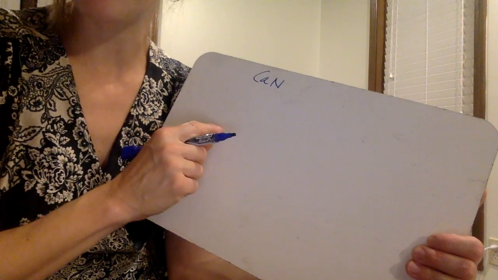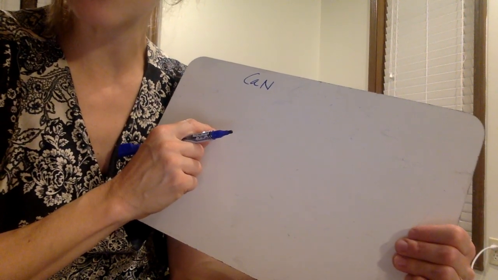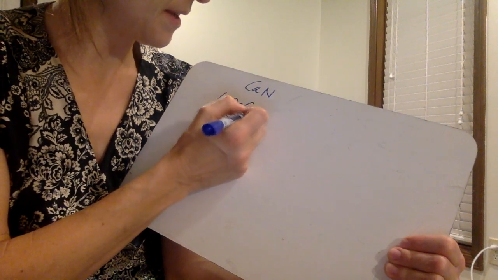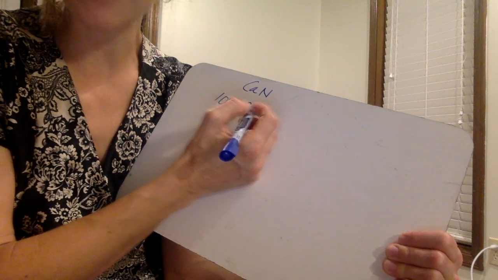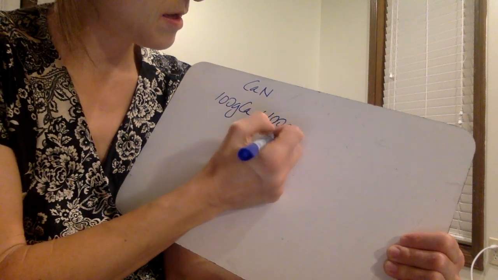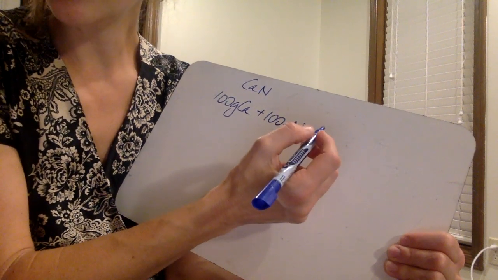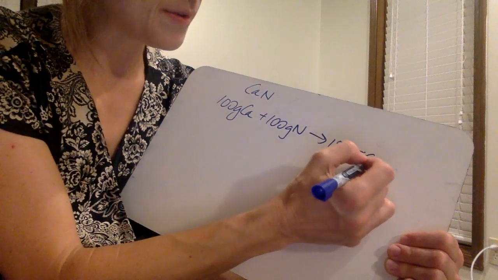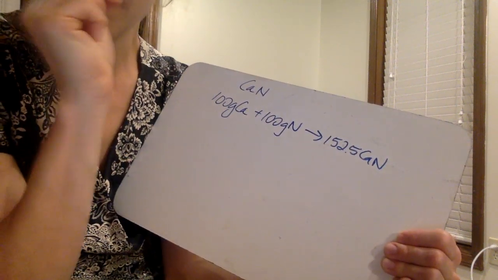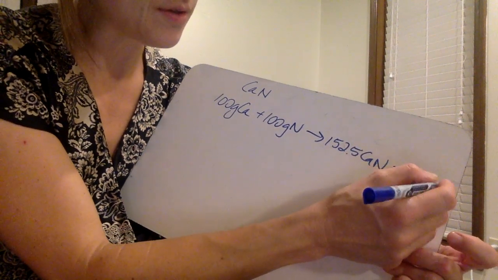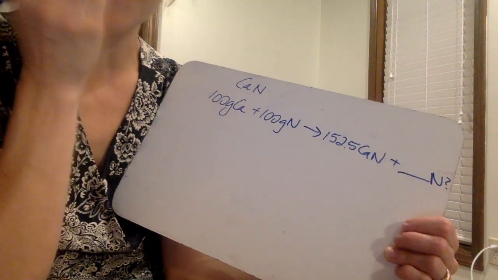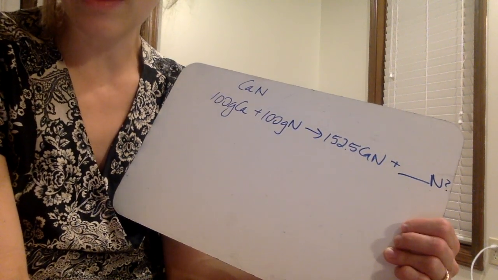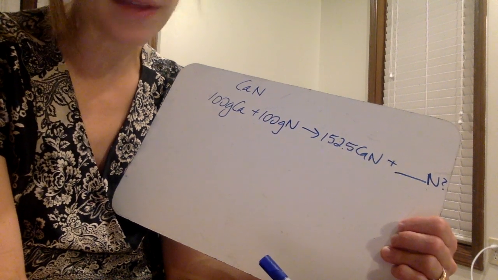Okay, so we have calcium nitride, and it tells us that in making calcium nitride, 100 grams of calcium, so let's write this down, 100 grams of calcium plus 100 grams of nitrogen gives us 152.5 grams of product, basically calcium nitride, plus some leftover nitrogen. Some amount of nitrogen left over, okay? Then they ask, how much nitrogen and calcium should be added together to make 1 kilogram or 1,000 grams of calcium nitride without any leftovers?